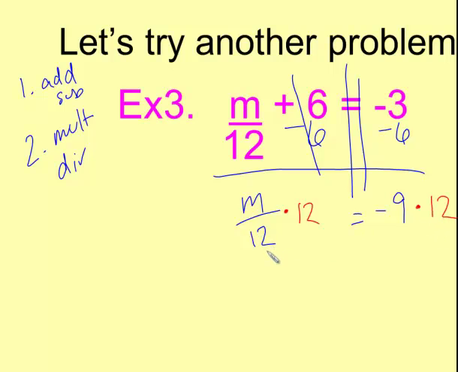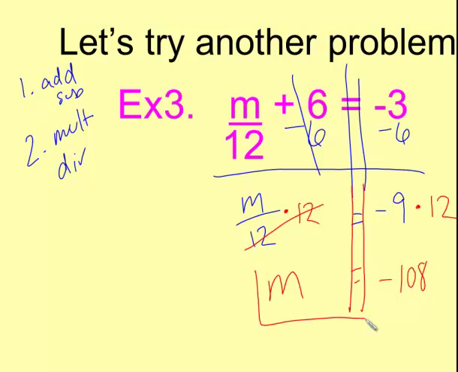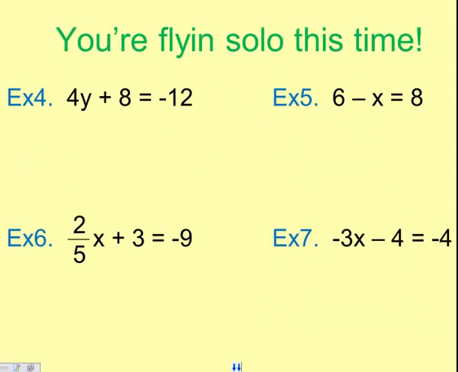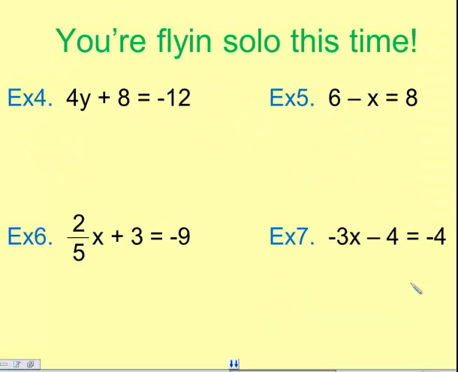So, whenever I do that, these cancel, and then I have just m over here, I'm going to bring my railroad tracks down, equals negative 9 times 12 gives me a negative 108. And that is my final answer. M equals negative 108. Okay, try these 4 on your own.